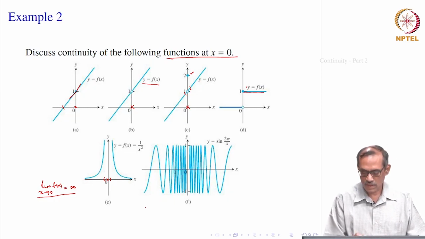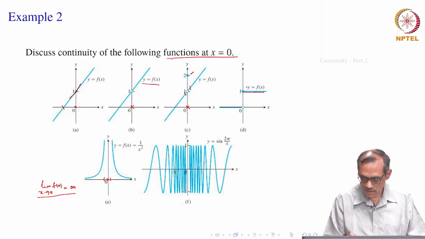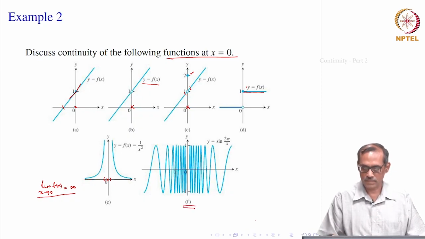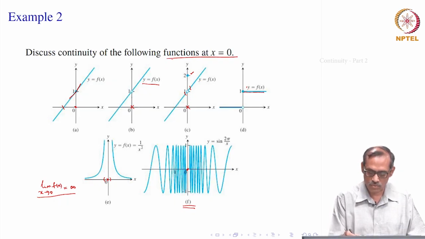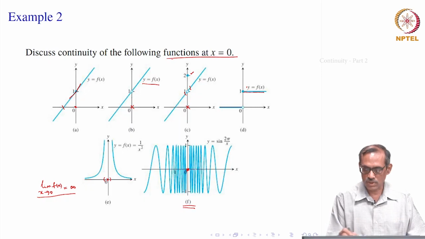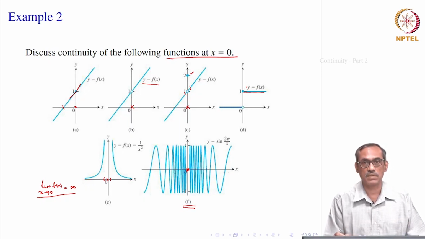Now, come back to the picture, the sixth one, let us say f. So, the function is y equal to sin 2 pi by x. So, here is the graph. In the neighborhood of 0, you see that there is oscillation of the function. It takes values from minus 1 to 1, okay. All these values it is taking near 0. And the function value is not defined at x equal to 0.